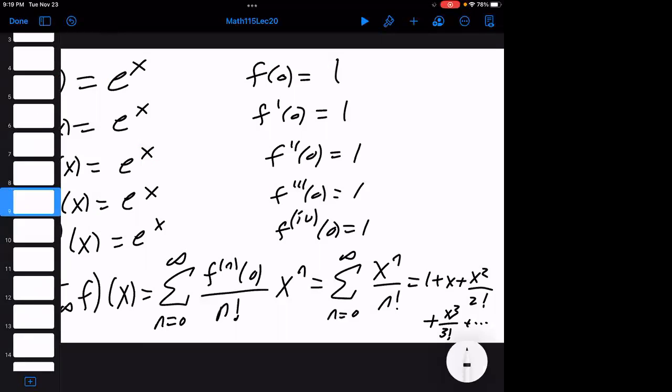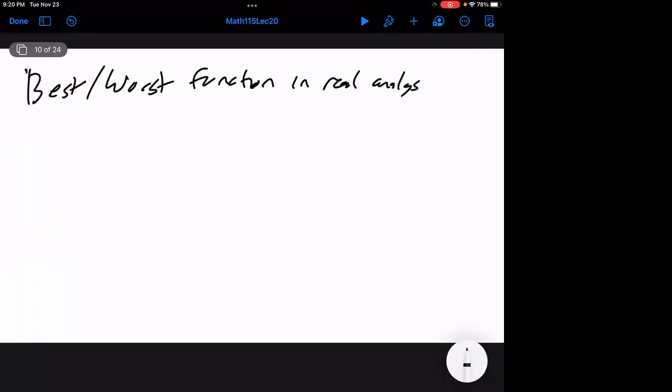And so, what we have for Thanksgiving is either the best or the worst real analysis. Nope. This is a very interesting function.